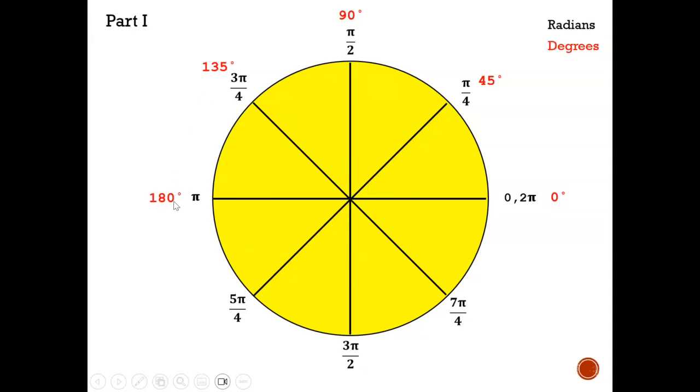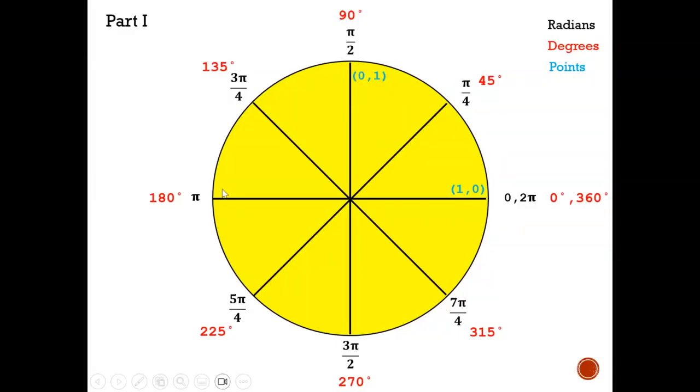135 and 45 will be 180. 180 and 45 will give us 225. 225 plus 45 will give us 270. 270 plus 45 will give us 315. And finally, 315 plus 45 will give us 360. That covers the radians and the degrees. Now come the points. If you notice, this is like the coordinate plane.